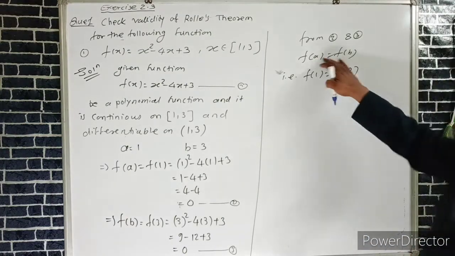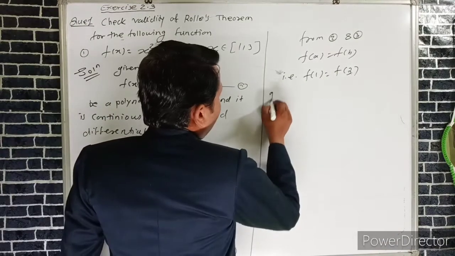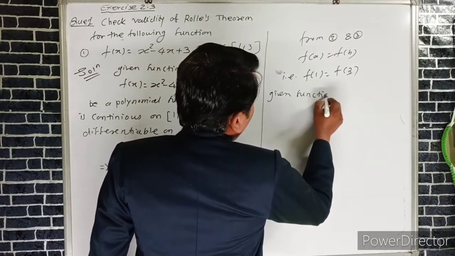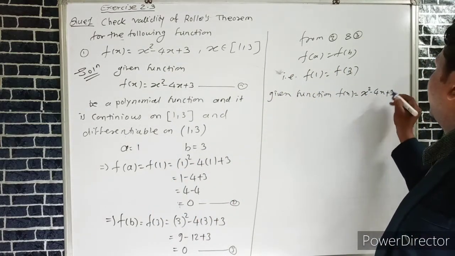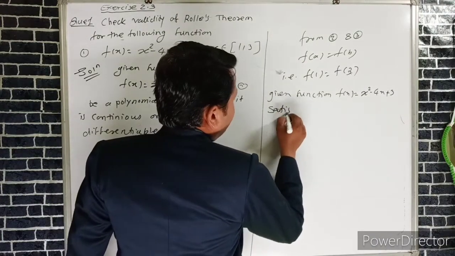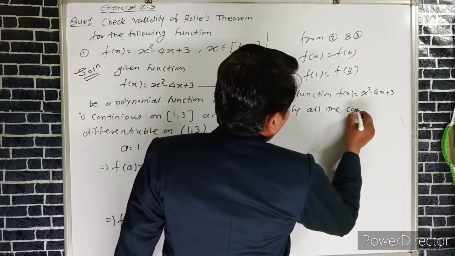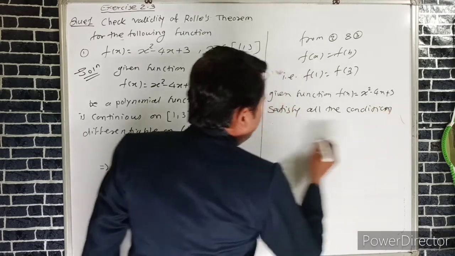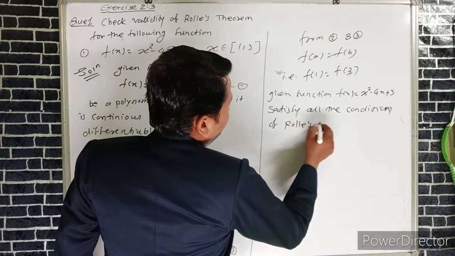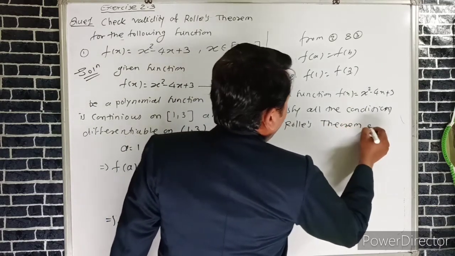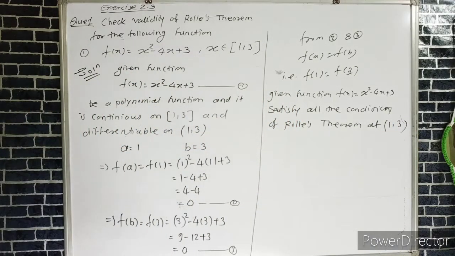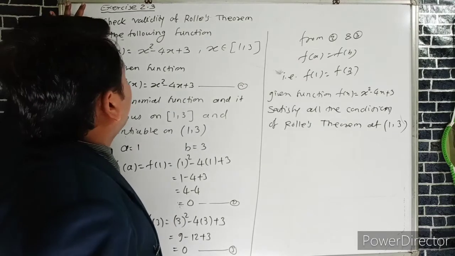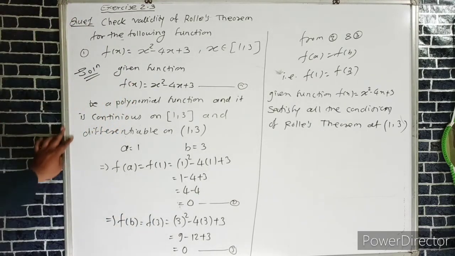If the values of f(a) and f(b) are equal, then we can say that the given function f(x) equals x square minus 4x plus 3 satisfies all the conditions of Rolle's theorem on [1, 3]. Similarly, we can check the validity of the remaining 5 sub-questions.